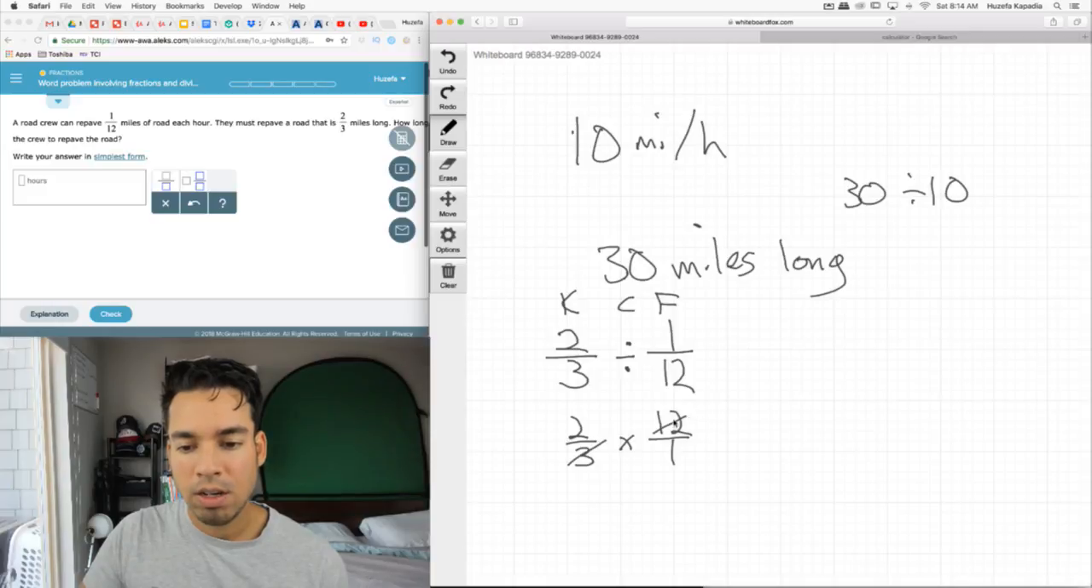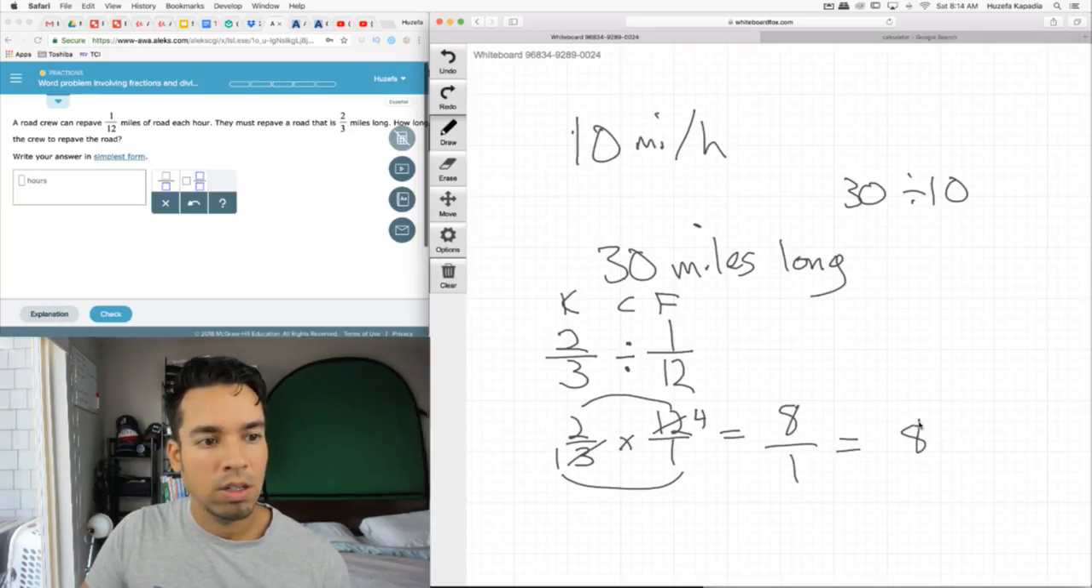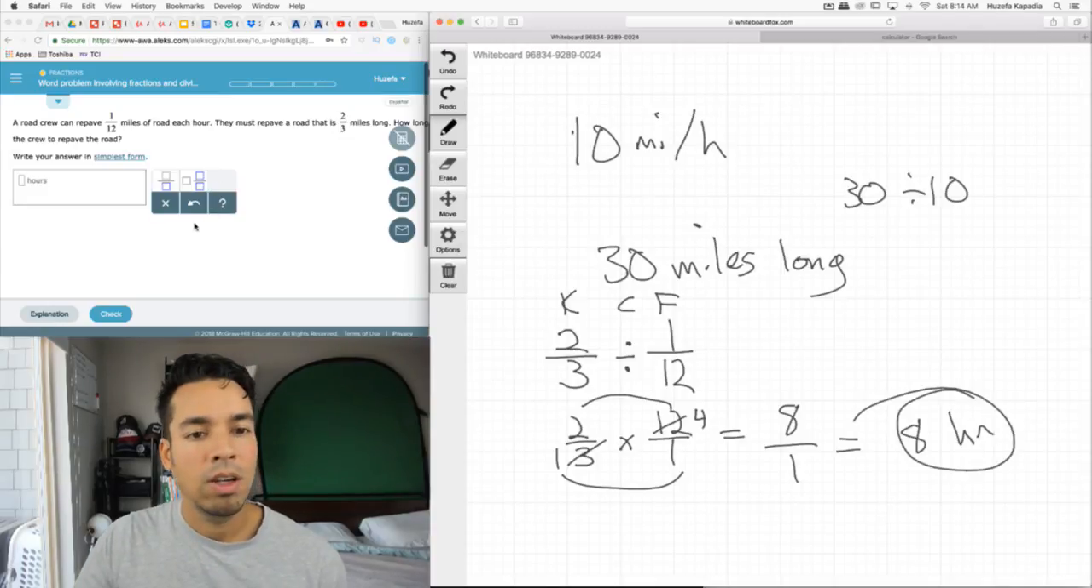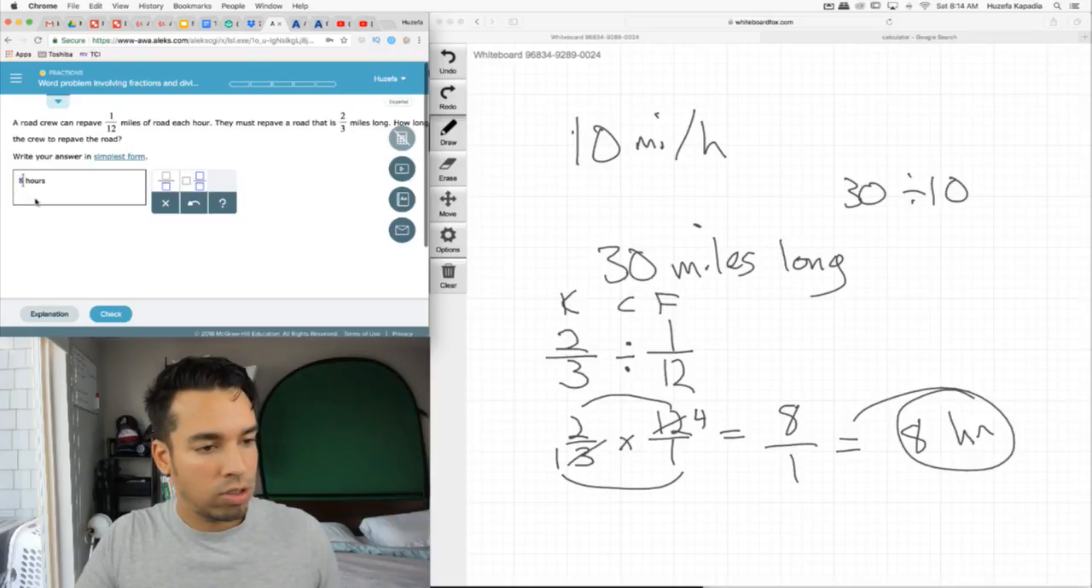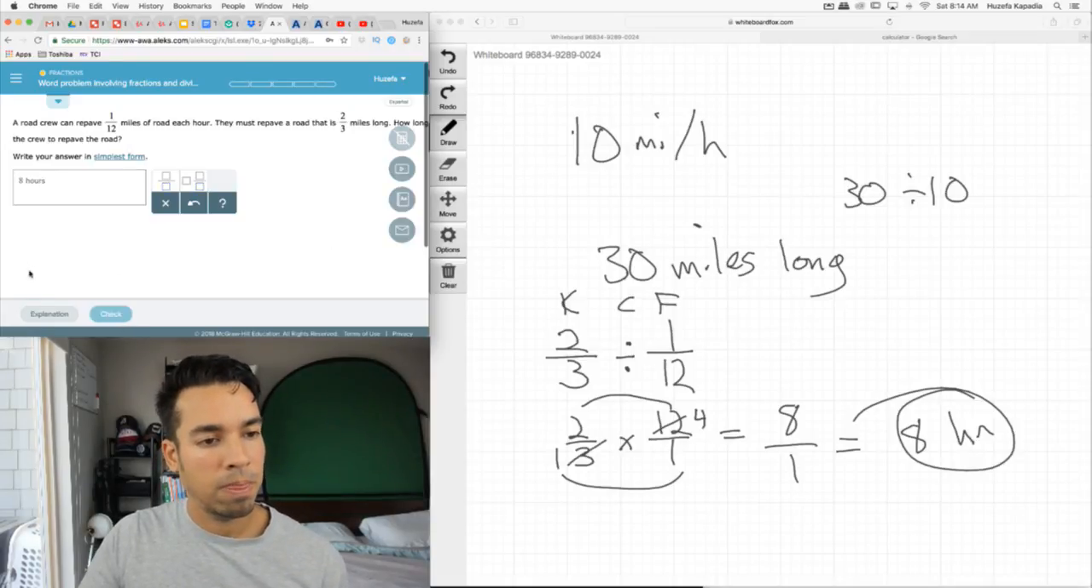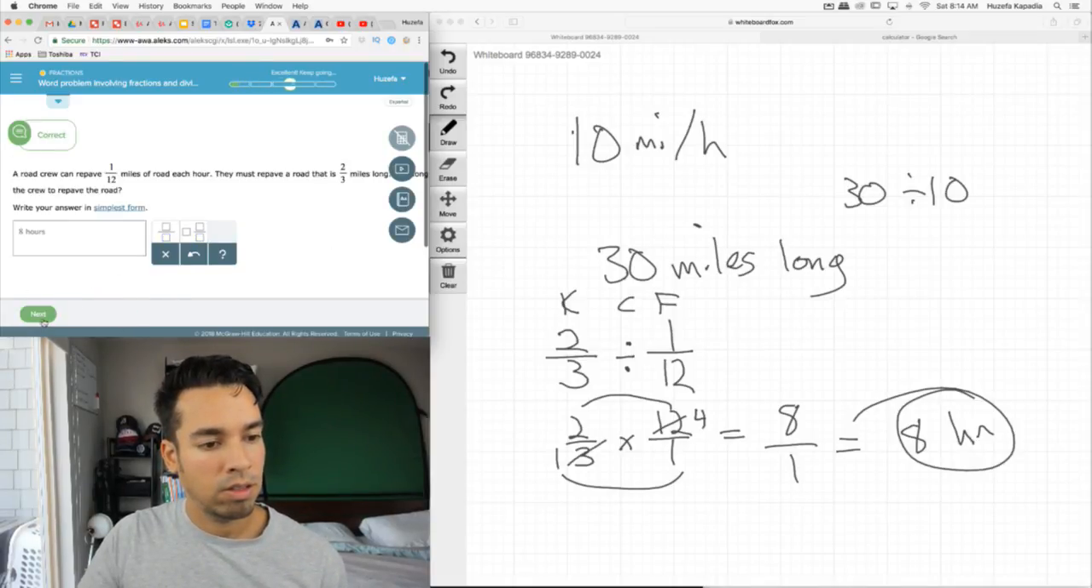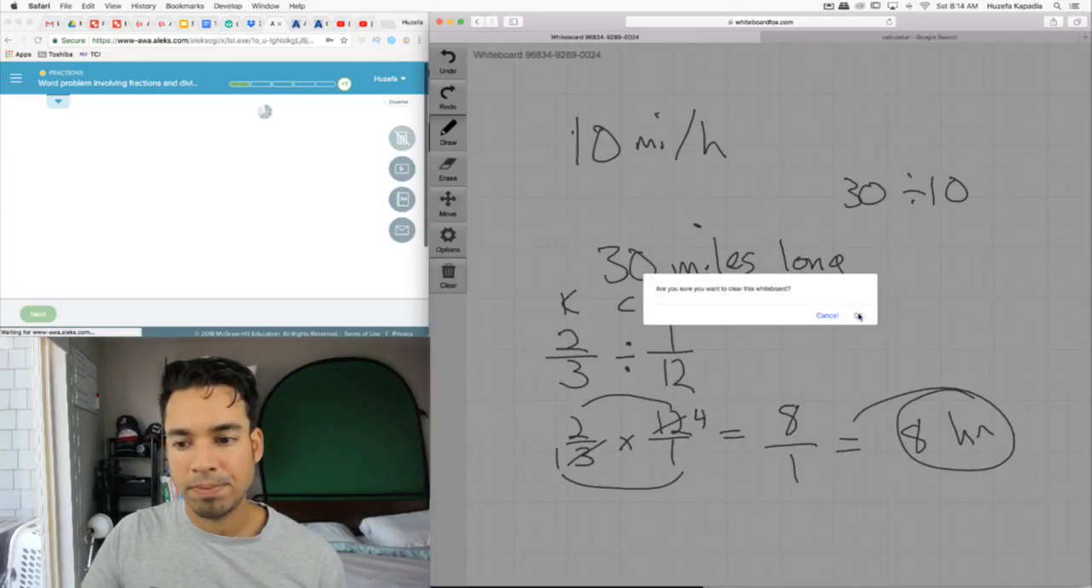Cross simplify. Divide both by 3. That becomes 4. That becomes 1. 2 times 4 equals 8. 1 times 1 equals 1. It's going to take 8 hours. And that makes sense, okay? 8 hours. And done. Let's go to the next one.